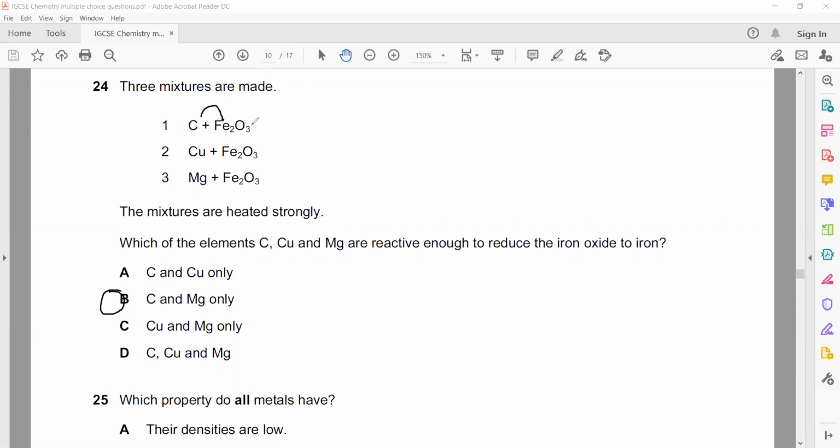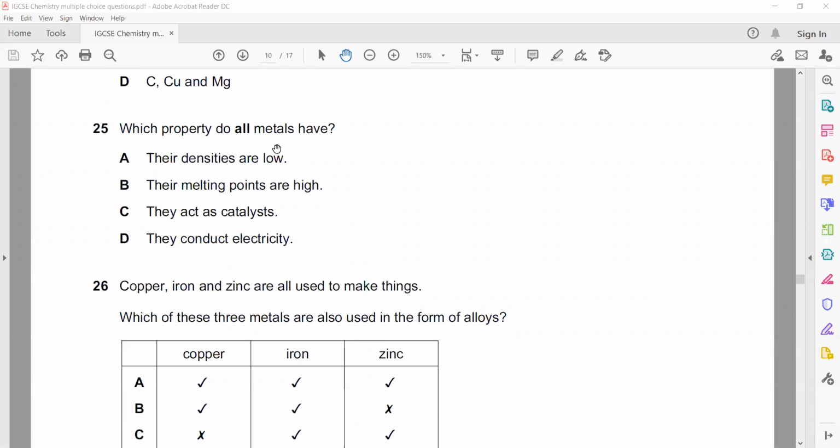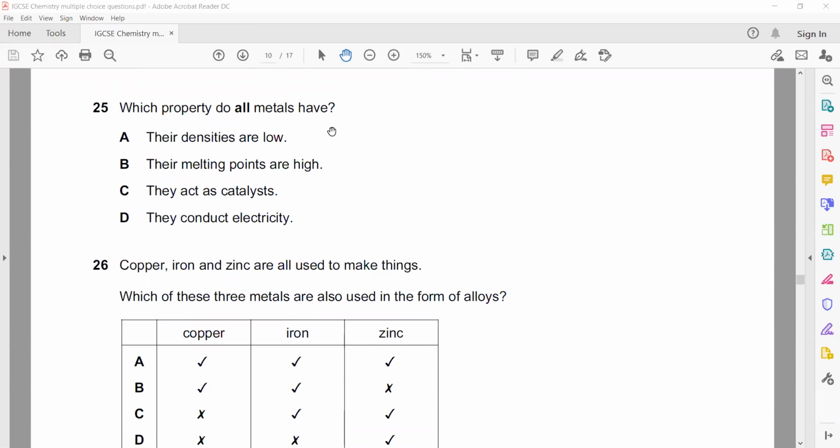Carbon is more reactive, so it displaces. Magnesium is more reactive, so it displaces. Copper cannot displace. The question is, which of these elements are reactive enough to reduce the iron from its oxide? So B is the right answer. I thought carbon is written. Yes, sir, got it.